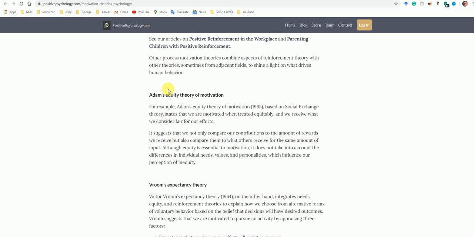All right. So Adam's equity theory of motivation. Adam's equity theory of motivation based on the social exchange theory. This is already very old, 1965. So some of these theories you can already, I don't want to say debunk, but always improve already. But these are the theories that have been used by HR managers for a long period of time.